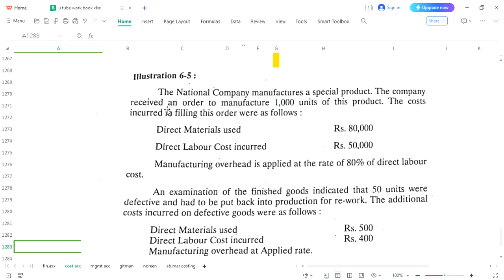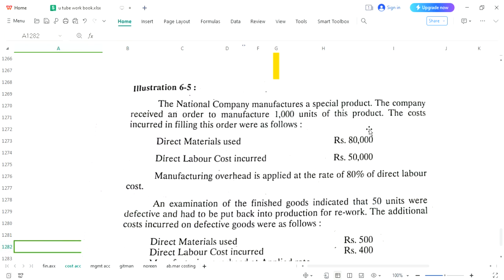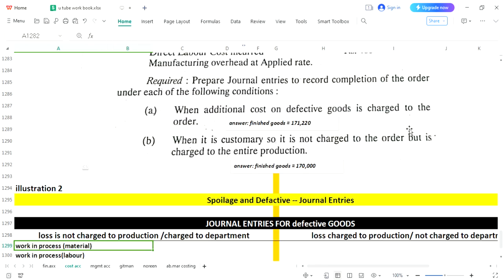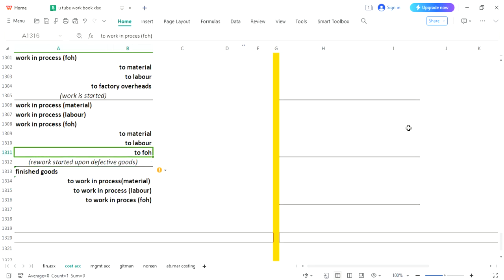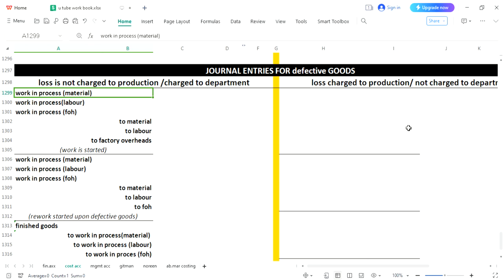The cost. Look at here, in previous illustration, total cost was not provided. Per unit cost was provided. So what we have done, units were multiplied with per unit. But here, total cost is already present in the question. So you don't need to calculate them. The first cost is direct material, 80,000 for total. This is our first entry. So what we will do, put 80,000 in front of work in process material.